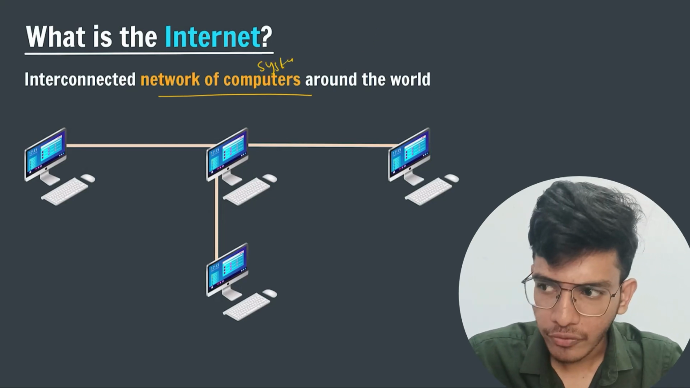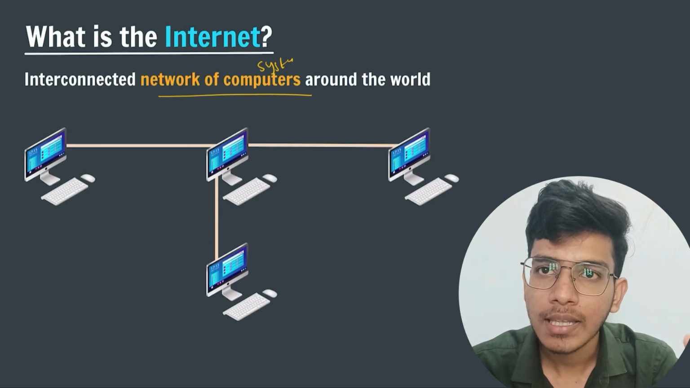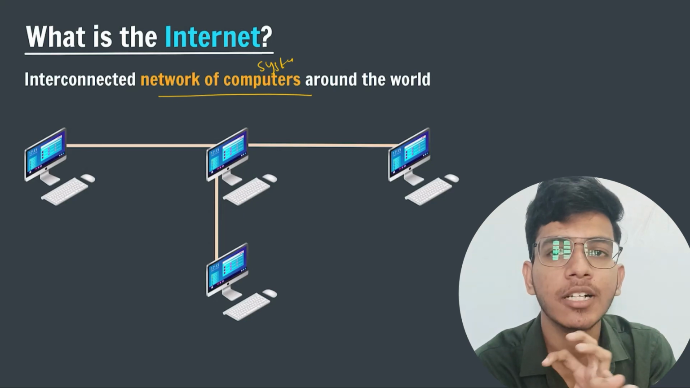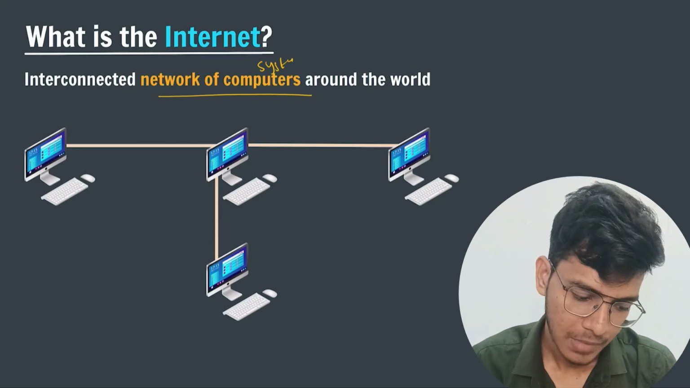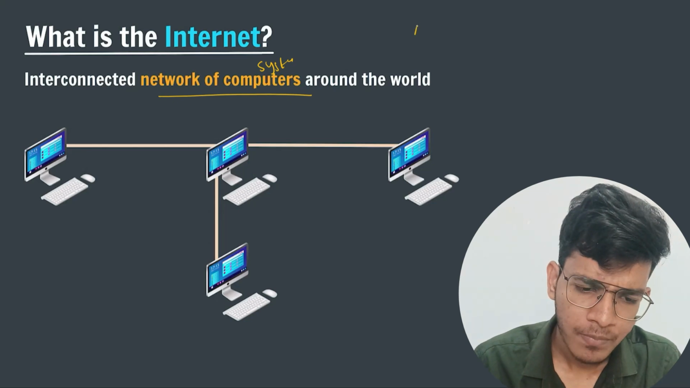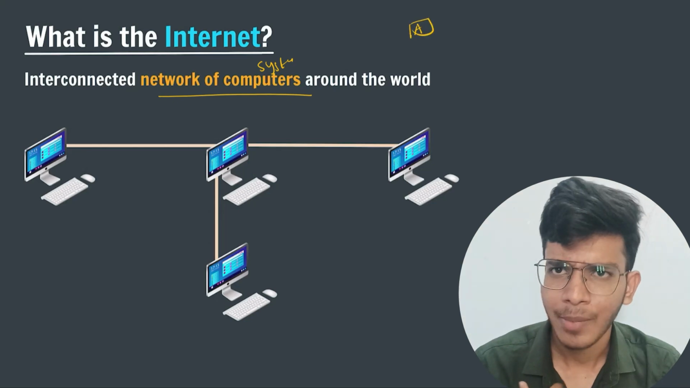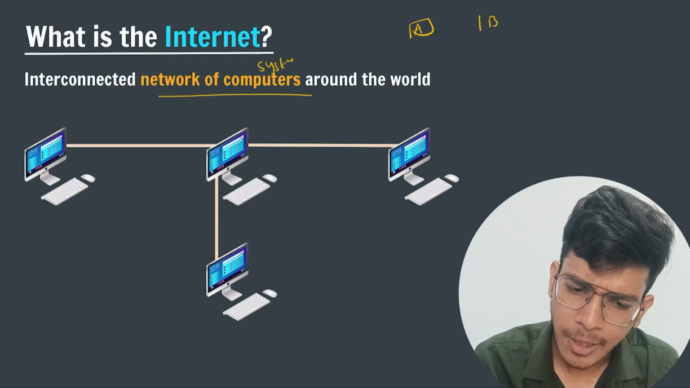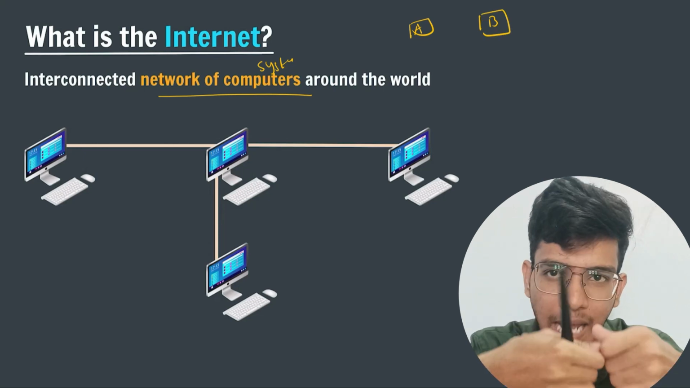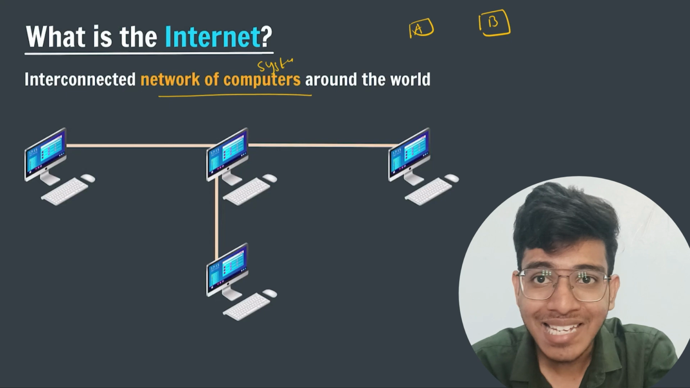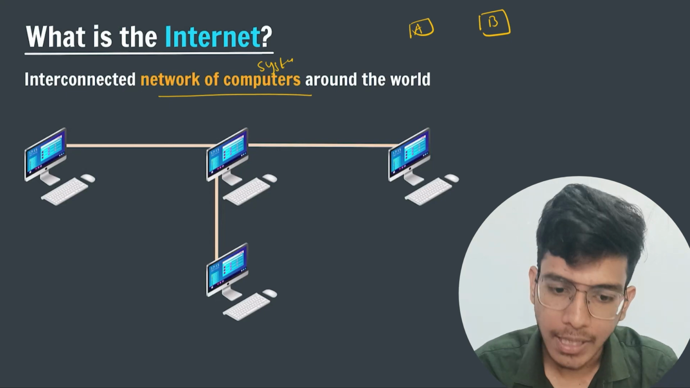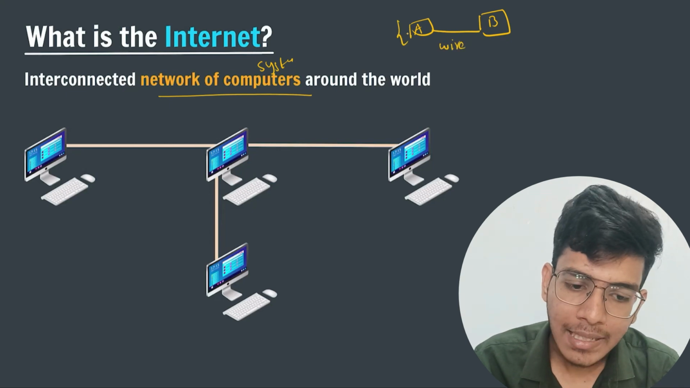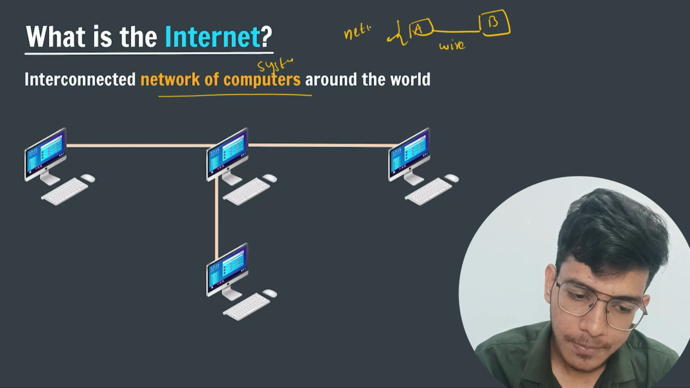So n number of computers are connected with one another around the world, and that interlinked system we call the internet. For example, let us say I have computer A, my computer, and my friend has another computer, computer B. Now I take a wire and attach computer A with computer B, and this thing is known as a network.